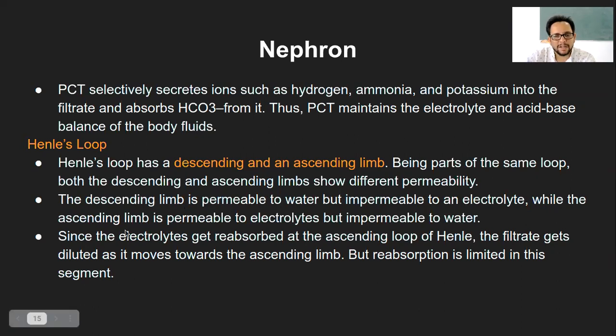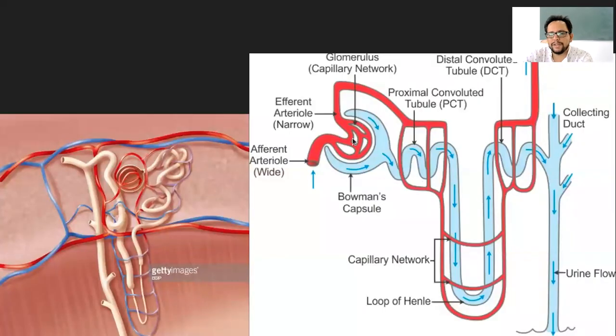While the ascending limb, the second part of the Henle's loop, is only permeable to electrolytes and is impermeable to water. Let me go back to the diagram. Let's say there is a glomerular filtrate received by the Bowman's capsule. It travels through the PCT where maximum reabsorption of nutrients and water happens. The remaining filtrate comes down the descending limb, where most of the water will be absorbed and the electrolytes cannot pass through.